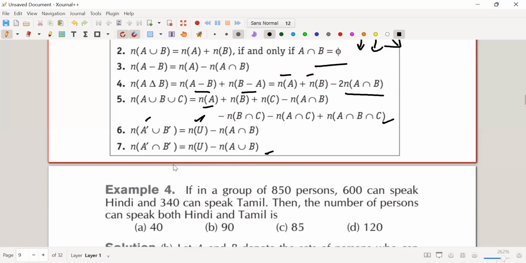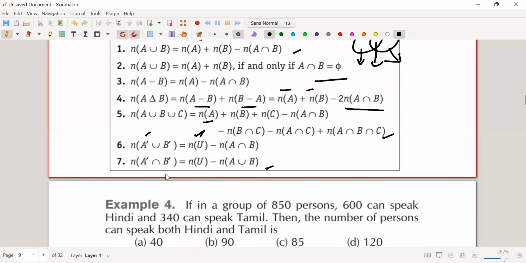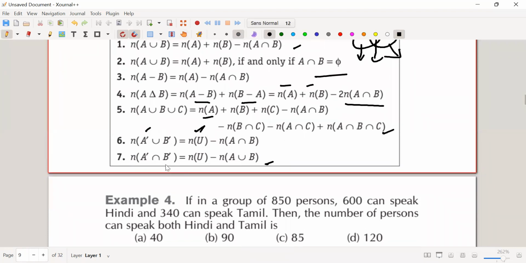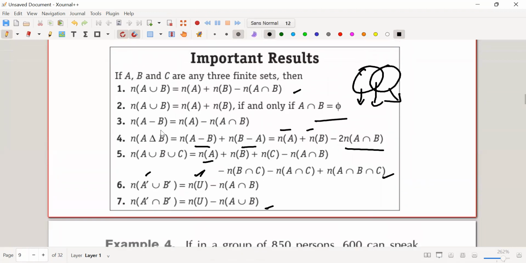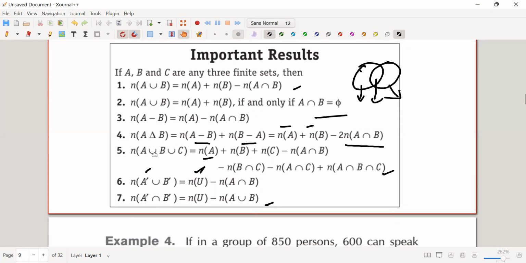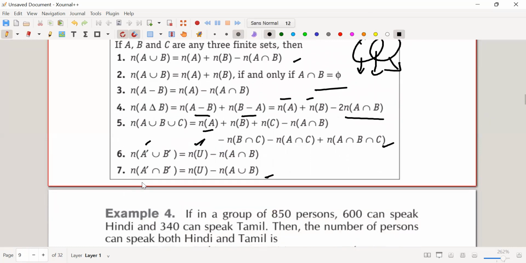Are they using De Morgan's law? Yes, definitely. Go back to De Morgan's, applying De Morgan's law with the proper rules. These will not be in your textbooks. It's the application of De Morgan's law to get the results. All right. When you apply it, you'll get this result.